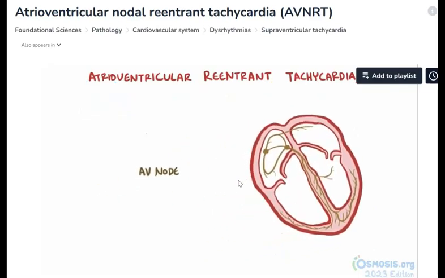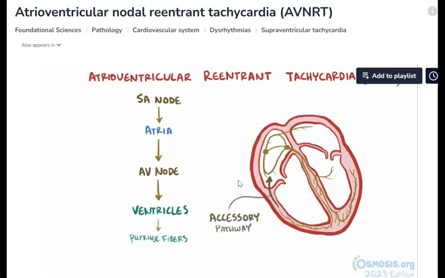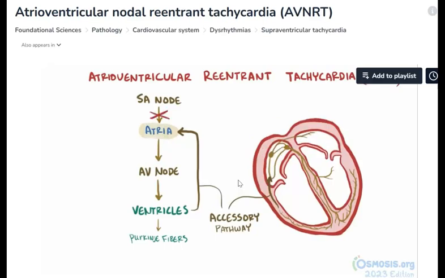Usually, the only place where a signal can go from the atria to the ventricles is at the AV node. And once that signal gets to the Purkinje fibers, it stops, and the heart tissue waits for another signal from the SA node. With an atrioventricular reentrant tachycardia, or AVRT, the electrical signal actually uses a separate accessory pathway to get back up from the ventricles to the atria, causing the atria to contract before the SA node sends out another signal.